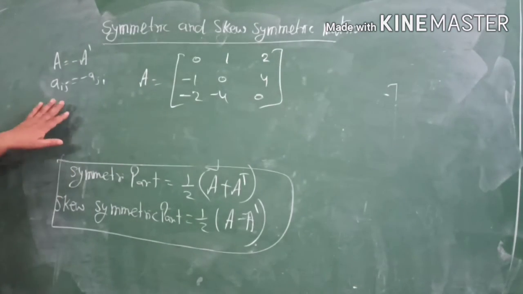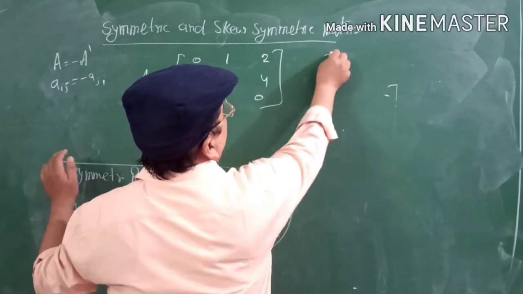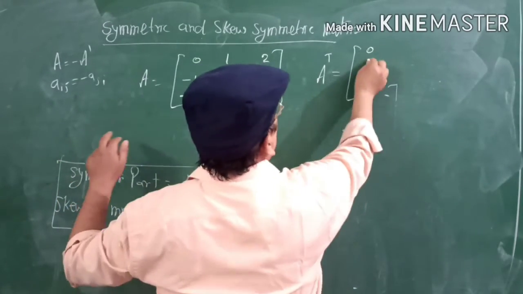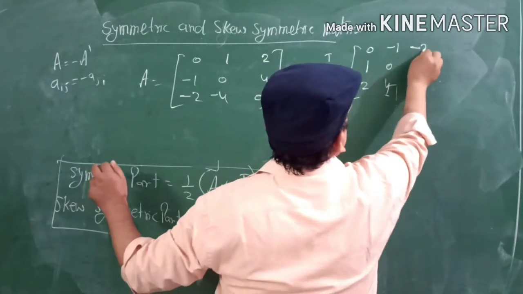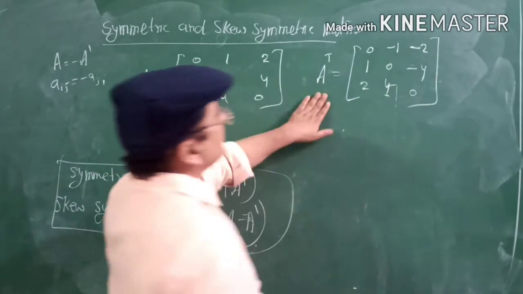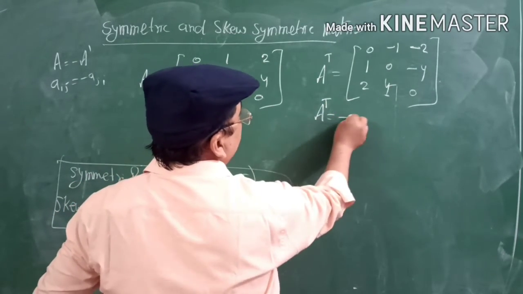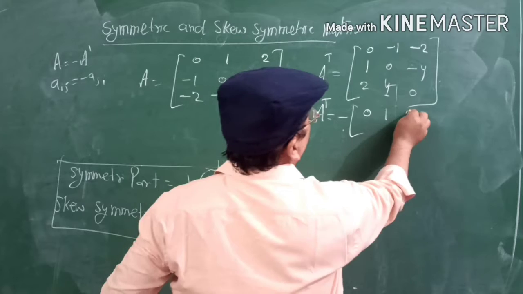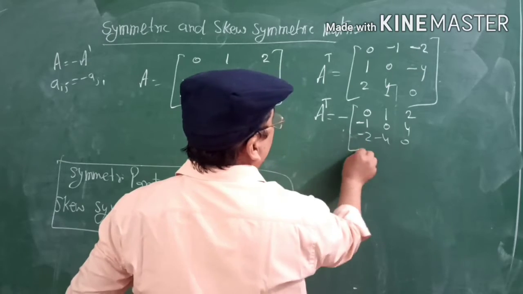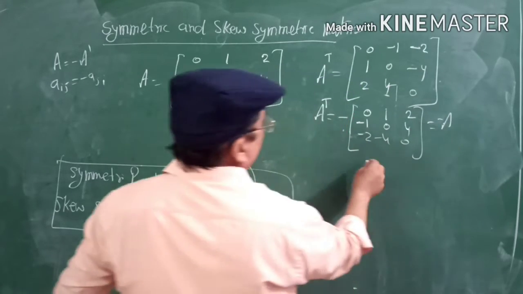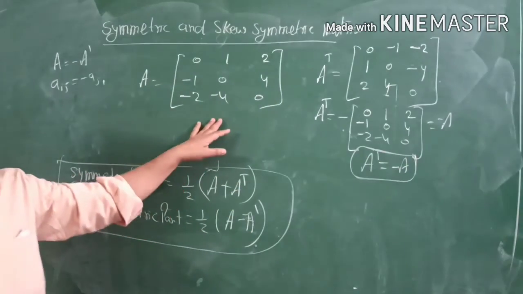This is known as a skew-symmetric matrix. Taking the transpose of this matrix, AT must be equal to 0, 1, 2, minus 1, 0, 4, and minus 2, minus 4, 0. This is the transpose of the matrix, and if we take minus common, 0, 1, 2, minus 1, 0, 4, minus 2, minus 4, 0 will come, and this is just equal to A. It means AT equals minus A is coming. This is known as a skew-symmetric matrix.